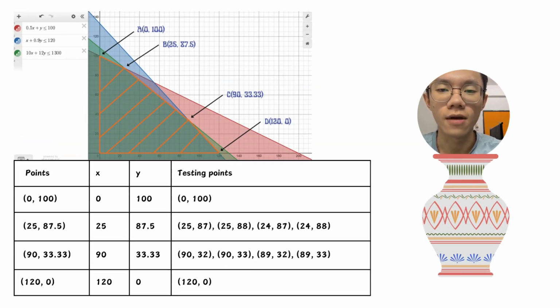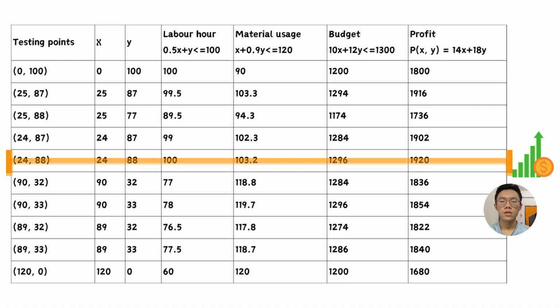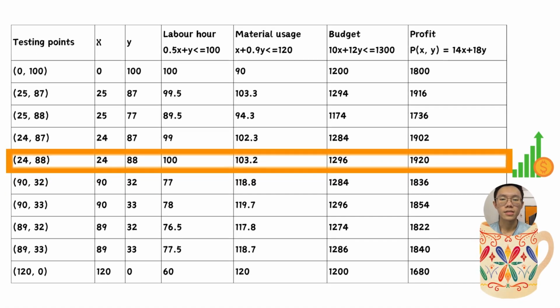After we sketch the graph, we use many points as test points to get our maximum profit, as shown in the table beside me. All the testing points are tested as this table shows. We can now see that the maximum profit uses x equal to 24 and y equal to 88, to get 1920 ringgit Malaysia, and all three constraints are satisfied.